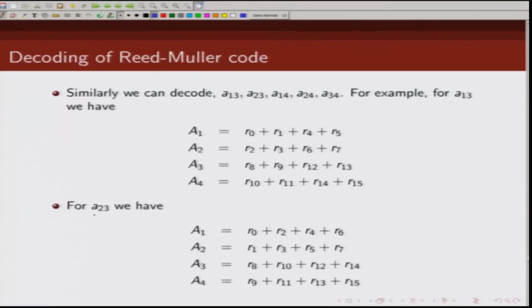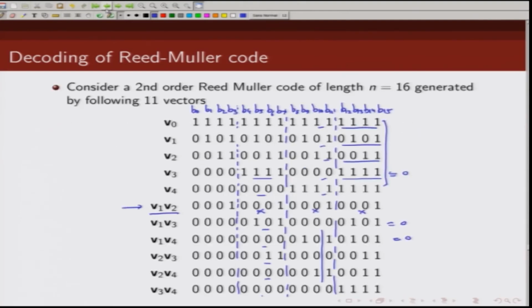So, let us look at A23. If we look at A23, let us look at this row, maybe I will use a different pen. Let us look at this row, this row, this row and this row. So, if I add bits in this row, this will give me 0, this will give me a 1, this will give me 0, this will give me 0, this will give me 0.